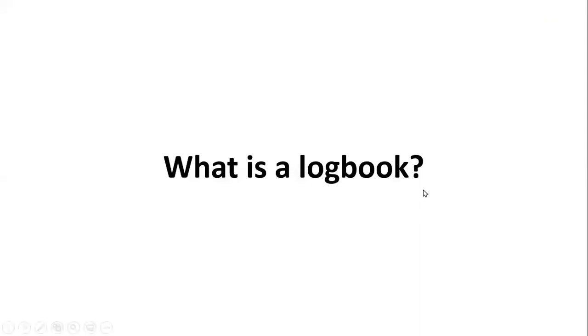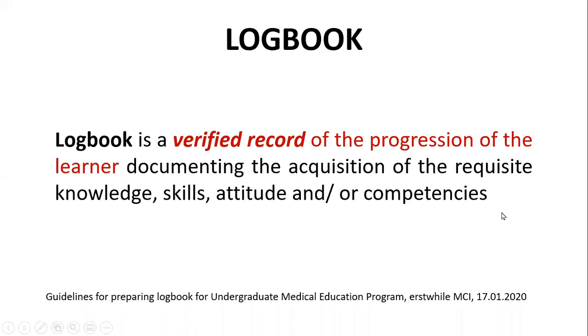So let's see what the document defines logbook as. As you all said, it's a record. And what kind of record is it? It's a verified record of the progression of the learner, documenting acquisition of the requisite knowledge, skills, attitudes, and or competencies. This is what is described in the module that was published by the erstwhile MCI in January 2020. So it's a verified record. That's important. Documentation of record is one thing, but it is verified. So that is another thing that is emphasized here. Verified record of the progression of the learner, documenting acquisition of the various competencies that are listed in our document.